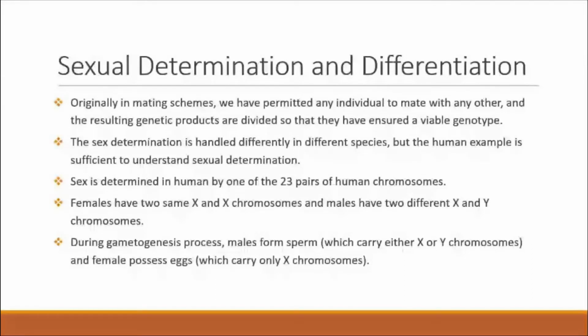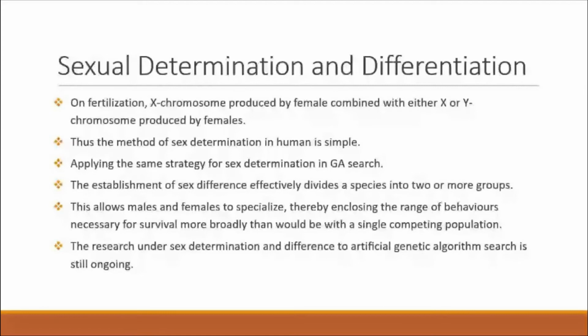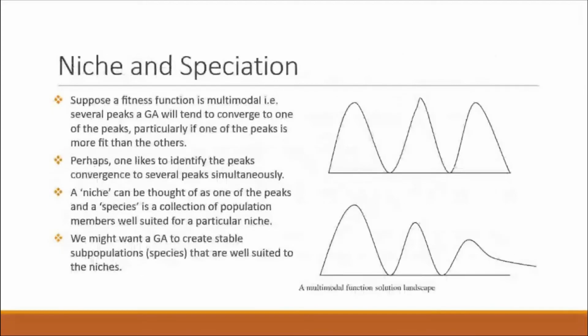But as I said, these things are not much exploited or explored in genetic algorithm research, and not many results are available; most are only at the theory stage. The genetic algorithm was introduced in the 1970s, and even after 50 years of its existence, these things are at the theory stage only. So we have already covered the sexual determination and differentiation.